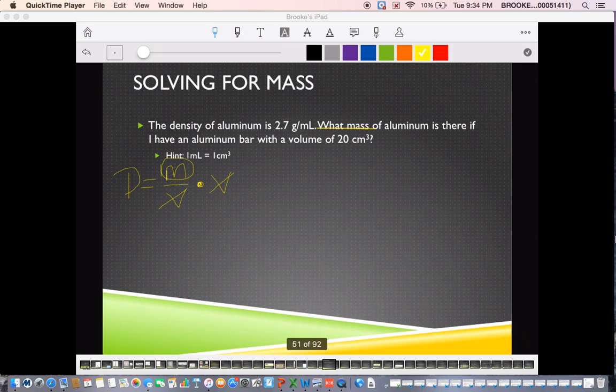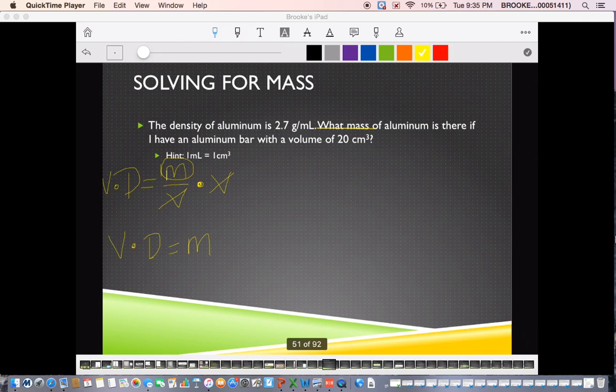Well, anything that you do on one side, you have to come over here and do to the other. So we'll multiply by v on that side. And what you're left with, you'll just bring down everything, is volume times density is equal to mass. Now all we have to do is worry about plugging in our numbers. So let's go back up to our question.